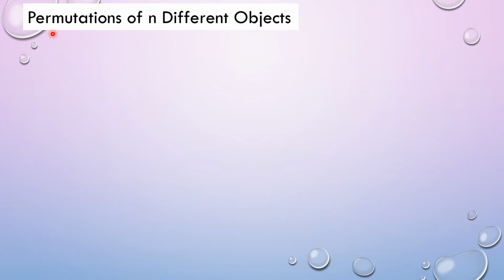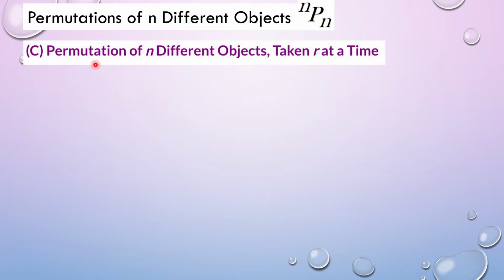Now we have already seen permutation of n different objects, that is nPn. Just now we learned. Now let's see permutation of n different objects taken r at a time. So before this we have n objects, we arrange all n, but now we have n objects, but we only take r to arrange. So for example, let's say we have 5, we only choose 3 to arrange.